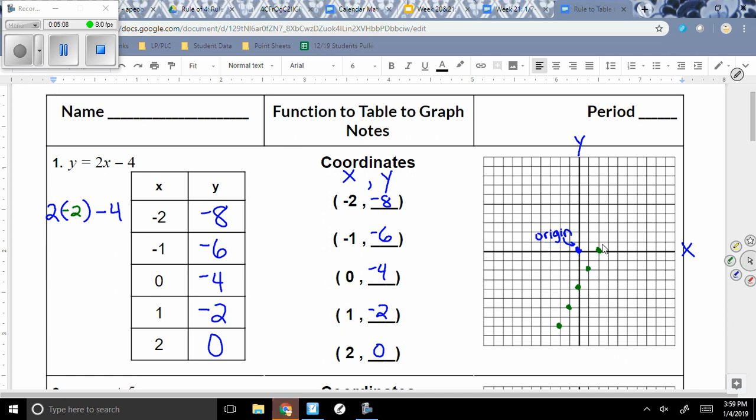And you can see that all of those points that I found form a straight line. So I can take my pen and connect those dots as straight as I can. And then we always want to put arrows because that's a line that continues forever. So from that function, I was able to make a table that matches it, and then I use that table to make my graph.